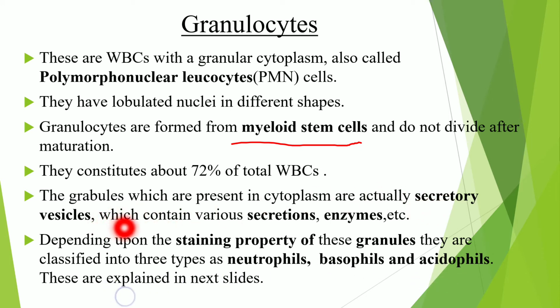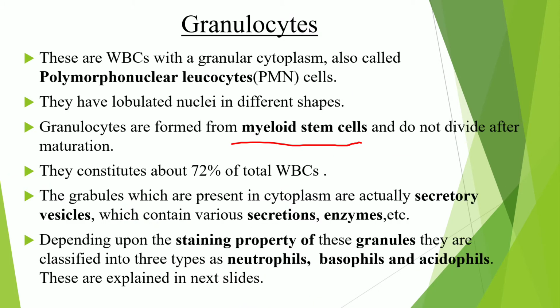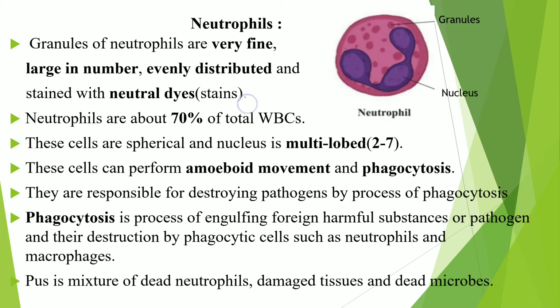So these secretory granules which contain various secretions and enzymes inside it, depending upon staining property, the granulocytes are divided into three types, that is neutrophils, basophils and eosinophils. So these different cells again explained in next slide. Now first of all we have to explain the neutrophils.